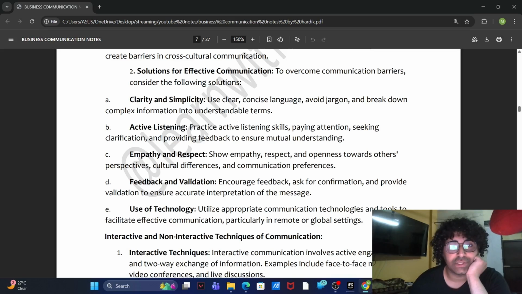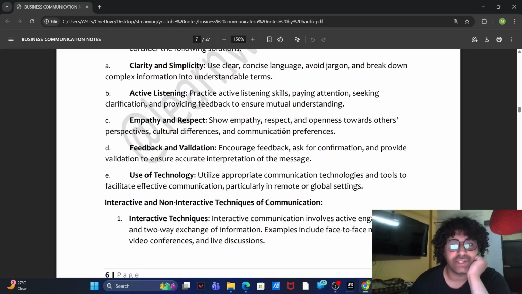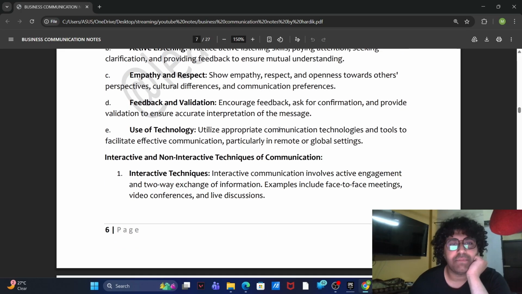Clarity and simplicity. Use clear, concise language, avoid jargon, and break down complex information into understandable terms. Active listening. Practice active listening skills, paying attention, seeking clarification, and providing feedback to ensure mutual understanding. Empathy and respect. Show empathy, respect, and openness towards others' perspectives, cultural differences, and communication preferences.